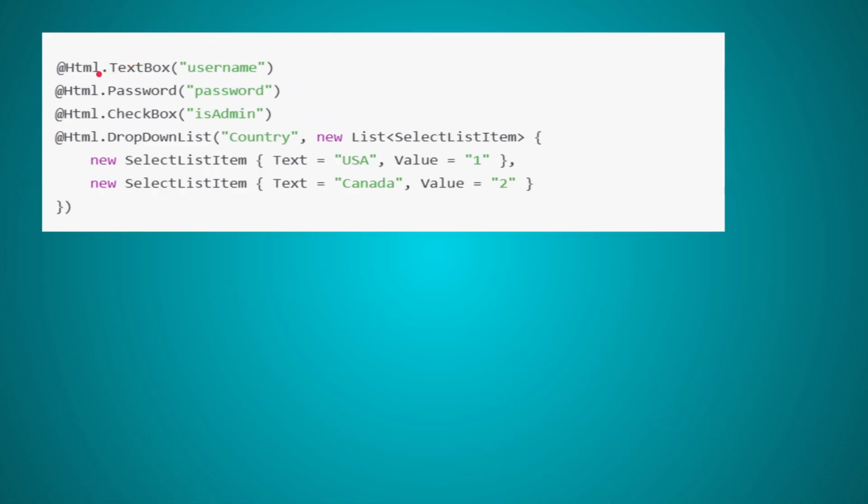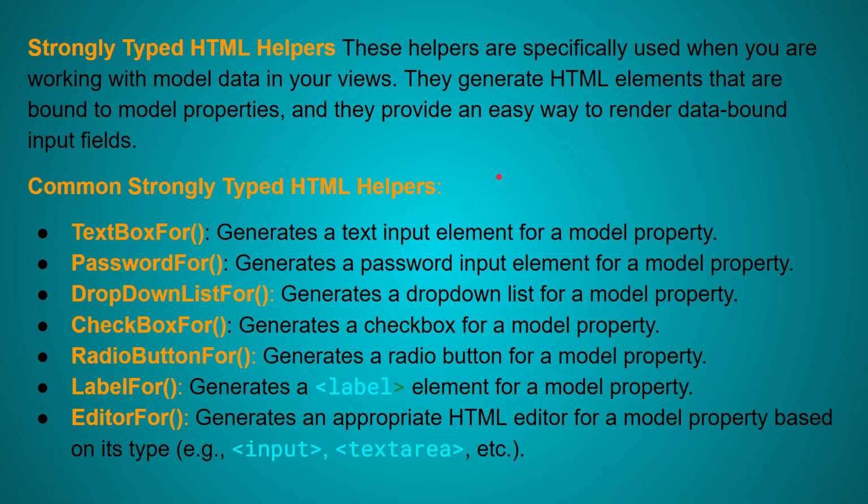See, look at these examples. @Html.TextBox, this is going to generate a text box. @Html.Password, this is going to be a password. @Html.CheckBox, this is going to create a checkbox. @Html.DropDownList country. So this is going to take a list of new SelectListItem, first with the text USA, text Canada, and value 1 and value 2.